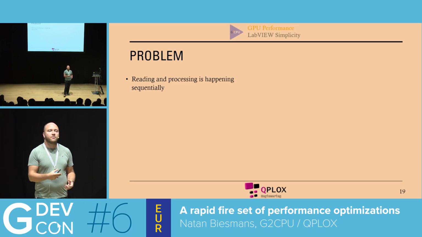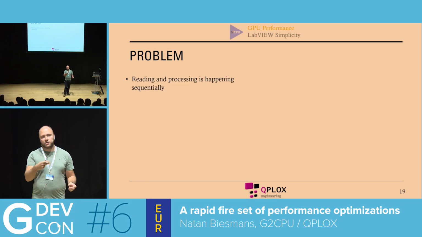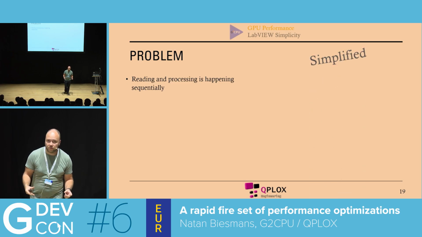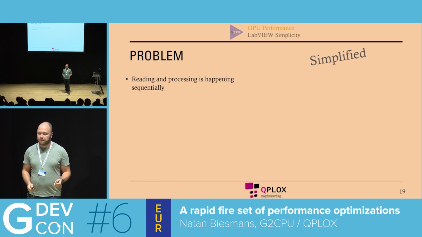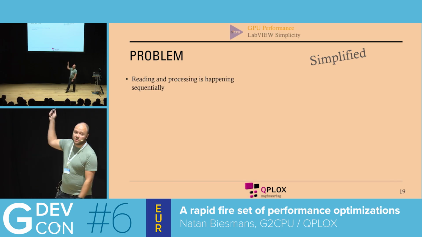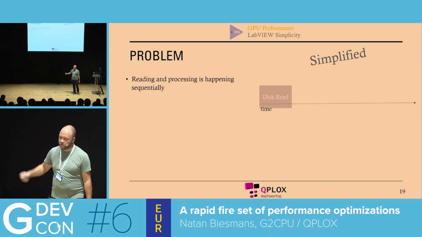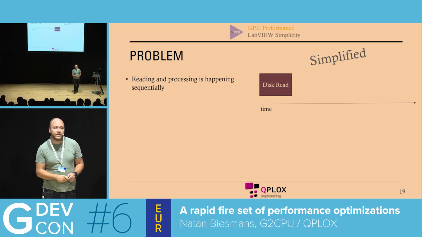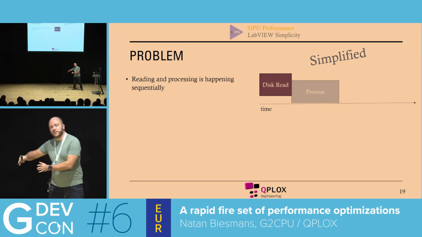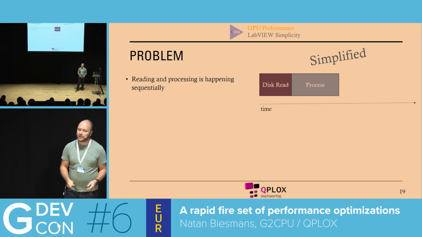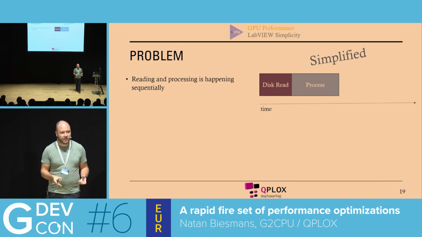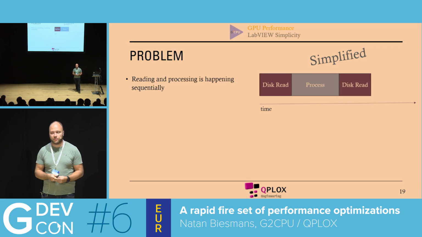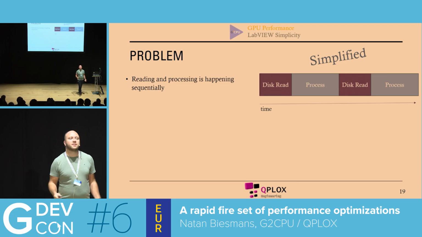Reading and processing of the data, going from disk into the RAM memory and making it available to LabVIEW, is happening sequentially. First of all, this is extremely simplified. I know it's more complex, but just for the sake of this presentation. If you look over time, we have a reading action where data is being transported from the disk to the RAM memory. And then there's a bit of processing happening before it's available in LabVIEW. And then once it's available in LabVIEW, we do the next iteration and we do another read. Every time we're doing processing, the disk is sitting idle.